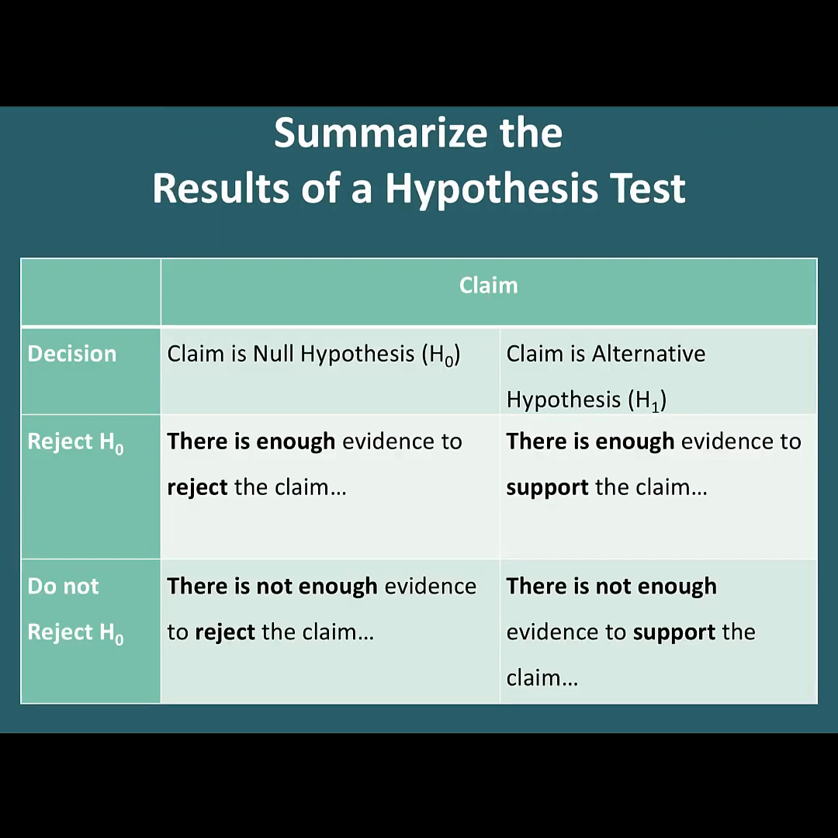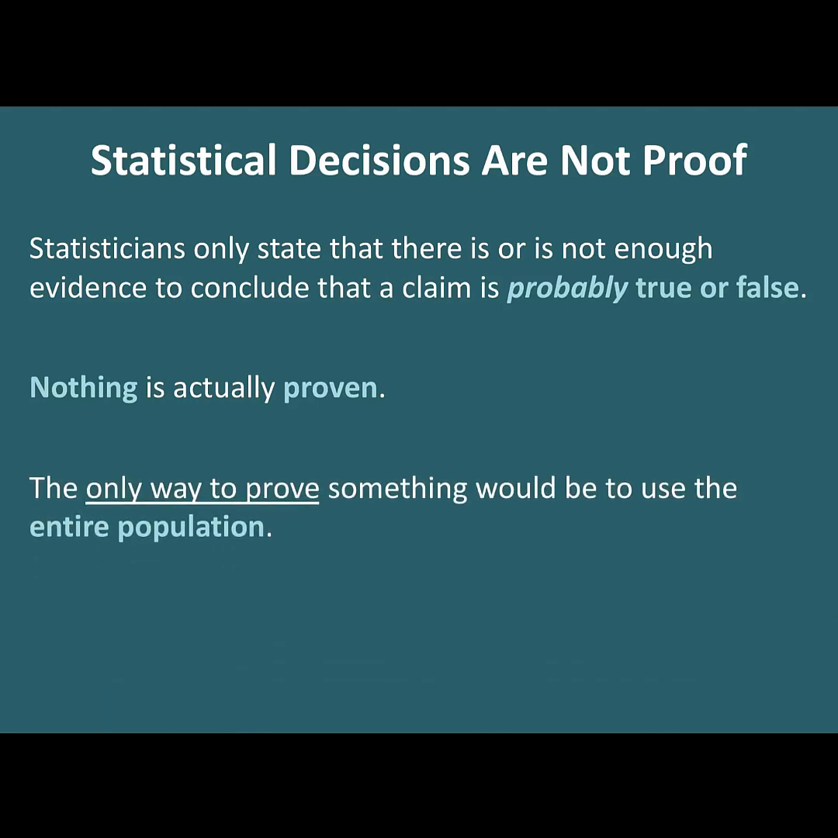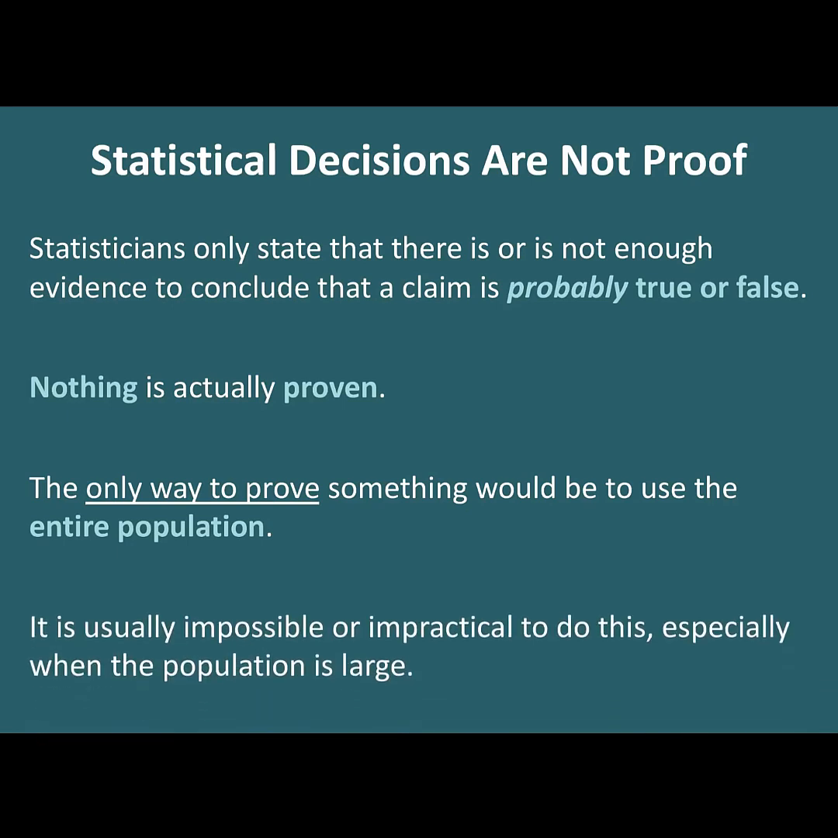This table can help you in deciding on whether or not to reject or not reject a null hypothesis. Statisticians only state that there is or is not enough evidence to conclude that a claim is probably true or false. Again, nothing is actually proven in statistics. And once again, the only way to prove that something would be true would be to use the entire population. And as I mentioned earlier, it is usually impossible or impractical to do this, especially when the population is quite large.